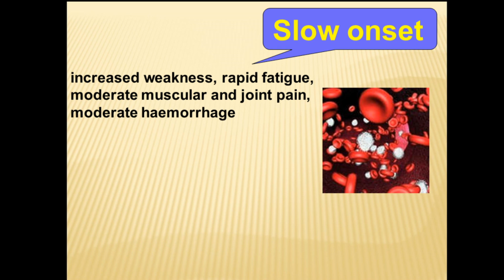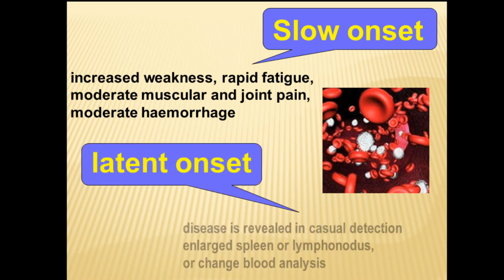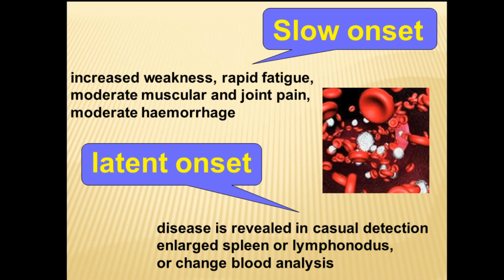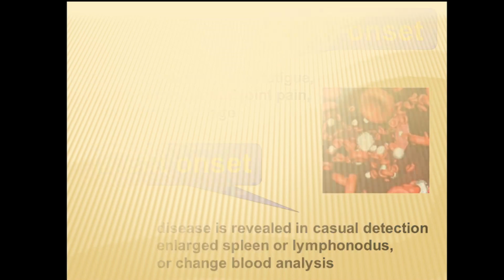When the patient's condition gradually changes, he feels progressively increased weakness, rapid fatigue, moderate muscular and joint pain, and sometimes a hemorrhage which is difficult to stop in home conditions. And latent onset, when the disease is revealed due to examination of the patient for another disease, or the patient goes to the doctor due to an enlarged spleen or some groups of lymph nodes.